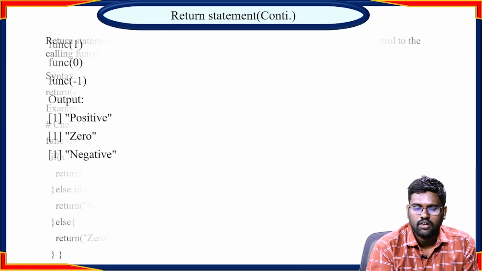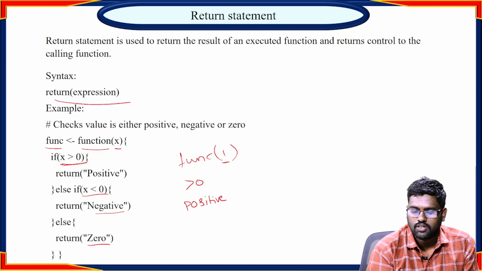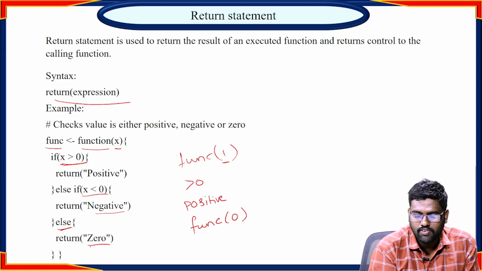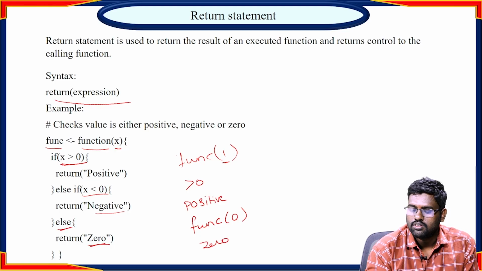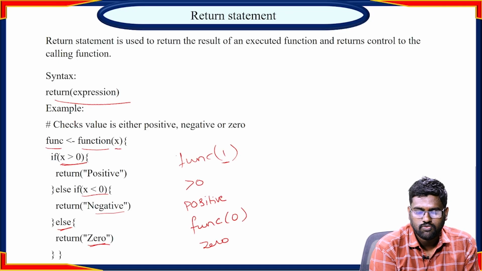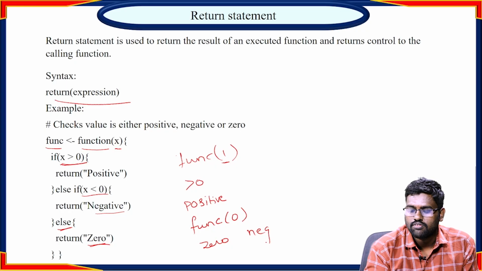Next one, function of 0. So that means it is not positive, not negative. So that's why they will go to the else branch and they will print 0. Next one is function of -1. So it is less than 0, so that's why they need to print negative. Like this the outputs will be printed.